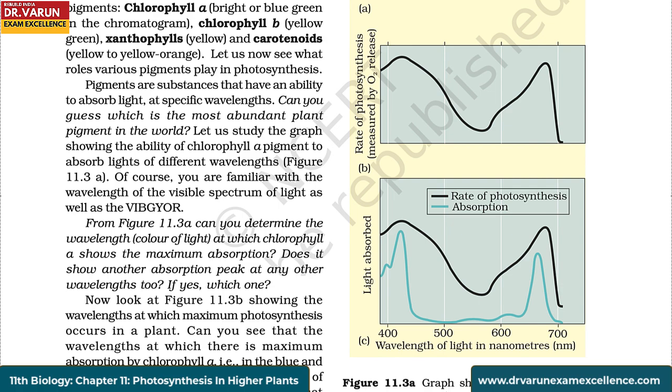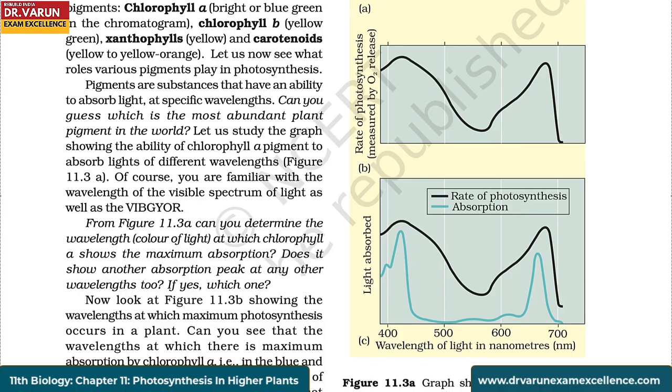Can you guess which is the most abundant plant pigment in the world? Let us study the graph showing the ability of chlorophyll A pigment to absorb lights of different wavelengths. Of course, you are familiar with the wavelength of the visible spectrum of light as well as the VIBGYOR.